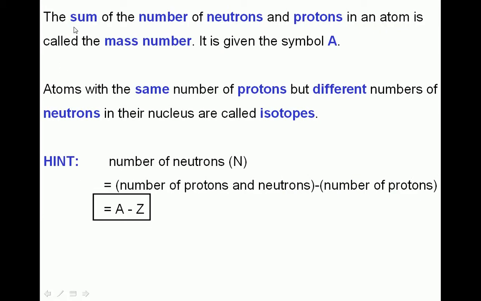The sum of the number of neutrons and protons in an atom is called the mass number, because all of the mass is in the neutrons and the protons. And we give the mass number the symbol A. As we stated before, it is the number of protons which determines the atom type, but it is the sum of the neutrons and protons that determines the mass. Given the mass number and the atomic number, it is possible to calculate the number of neutrons. The number of neutrons is simply the mass number, the number of protons and neutrons, minus the atomic number, which is the number of protons, which leaves us with the number of neutrons.